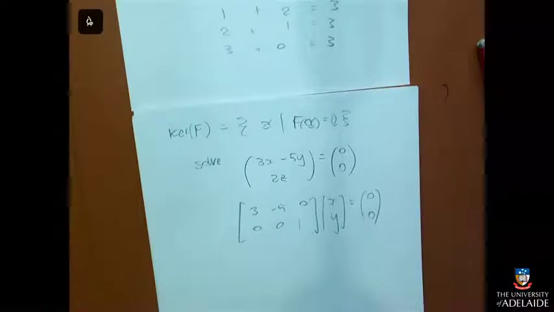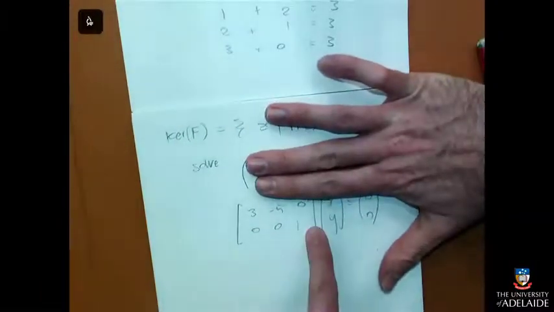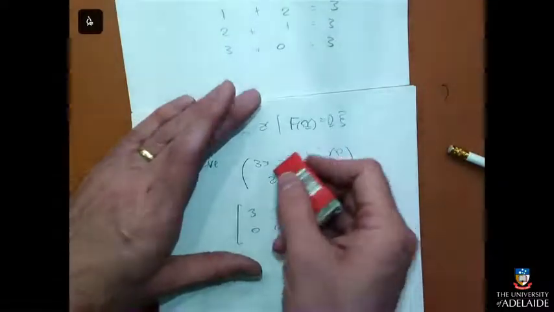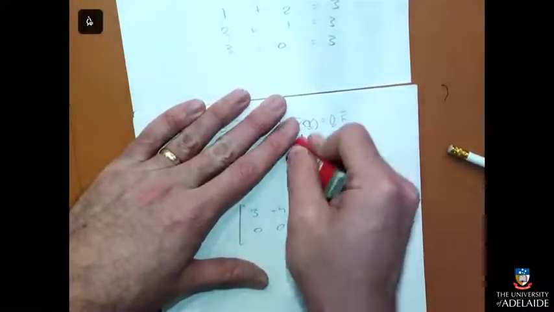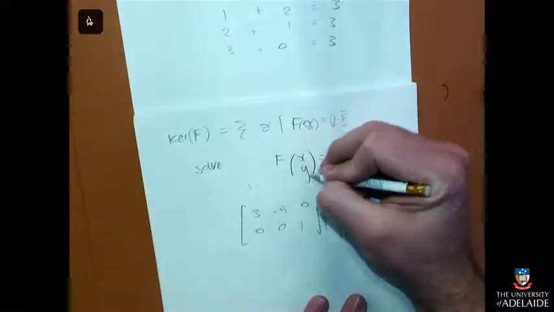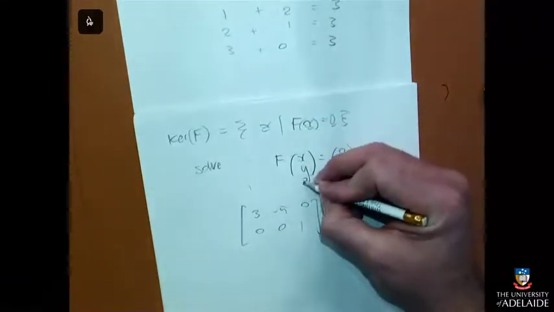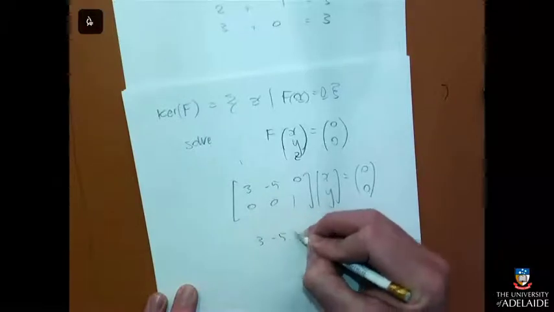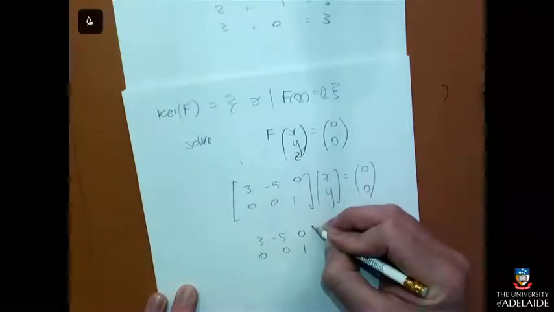And in fact, most people would skip this and go straight to there. So they would actually just write this, and all I have to do is solve that. And I know how to solve those. I just do some row operations and get some free variables, and that will solve the equation.